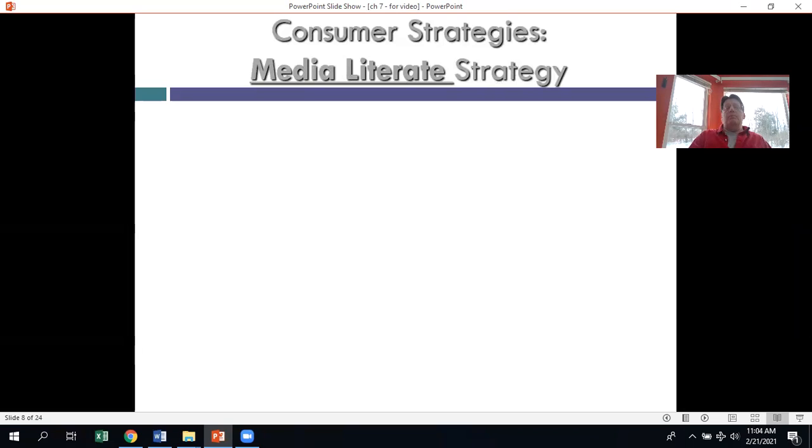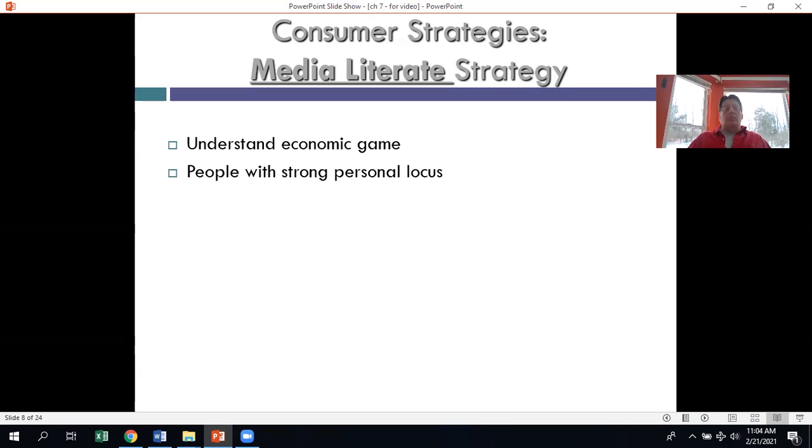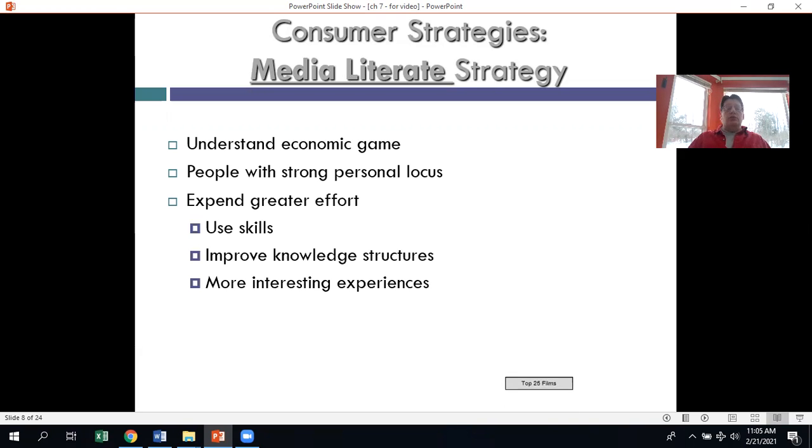Now, when you look at it from a media literate strategy, we understand the economic game. We understand the role of the different players, especially us, and how the media would really like to use us to be able to make as much money from us as they can. People with a strong personal locus tend to make greater use of this. Personal locus, you may remember, is basically motivation. You have to care. And you should expend greater effort. So use the media skills that you have, improve your knowledge structures, and seek out more interesting experiences.